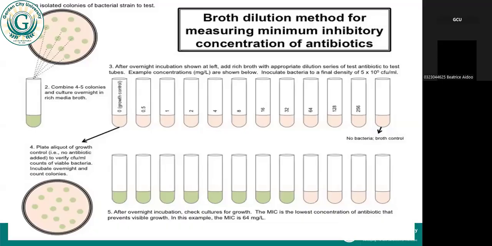Sir, please, how about the number 4? When you were talking, you said you pick a sample, then we spread it on the plate. Can you enlighten? Yeah. So after adding the organisms from number 2, you have prepared your concentration. So you add the bacteria from number 2 into the respective test tubes. Are you following?